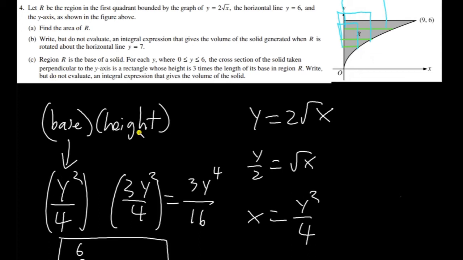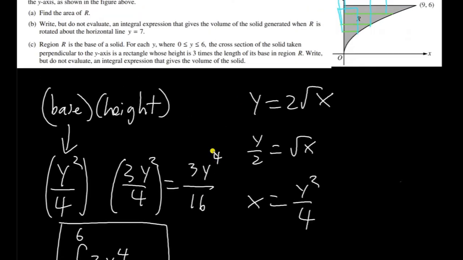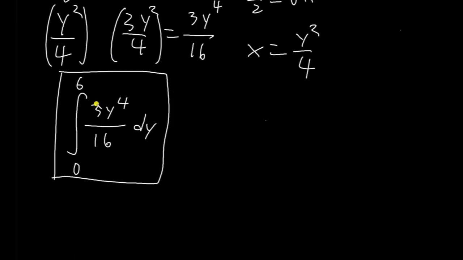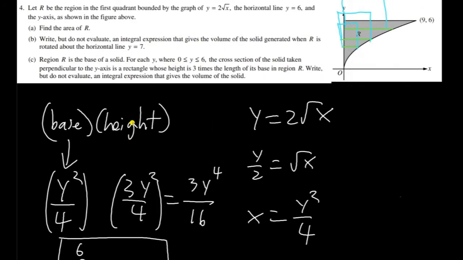So this was, again, a 2-point question. 1 point for finding the area of each individual rectangle, this 3 over 16y to the 4th part, and then 1 point for putting it in an integral with the correct bounds and stuff. Okay, that concludes question number 4.